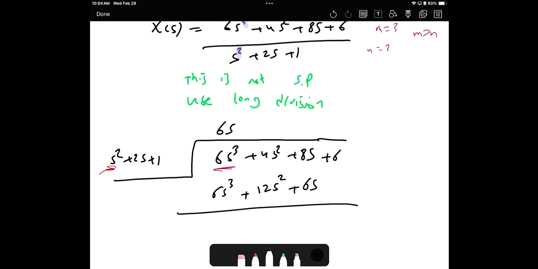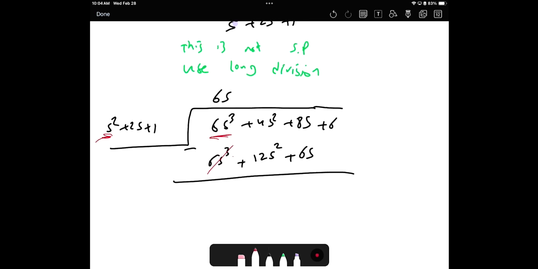Then, do the subtraction. Okay, we know these kinds of divisions or long division. Then let's do the subtraction. 6s cubed minus 6s cubed, they cancel each other, so it will be 0. Now 4s squared minus 12s squared, 4 minus 12, negative 8. So it will be negative 8s squared, then 8s minus 6s, which will make it 2s, plus 6.